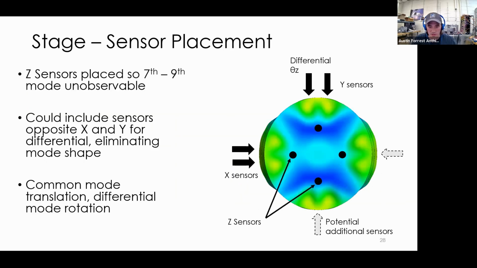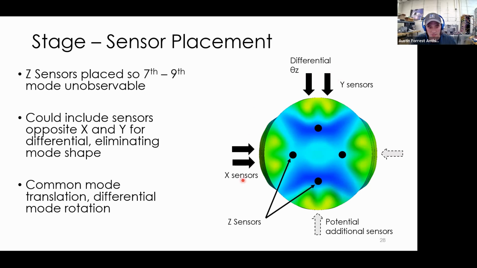Here's where we placed the sensors, which you already saw in the sensor layout. You can see here, there's this sweet spot in the middle of the stage for the vertical down-facing sensors, where the first 3 flexible modes did not excite this ring in the middle. So that essentially made the modes unobservable. Professor Trumper talked about that with the fast tool servo.